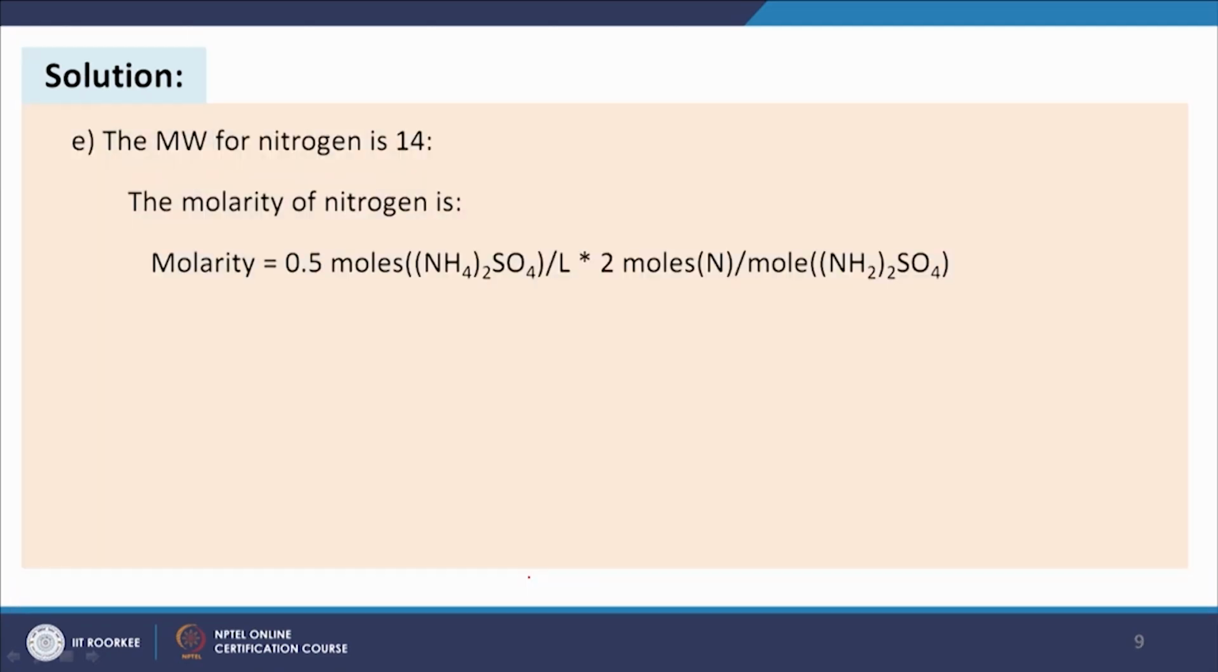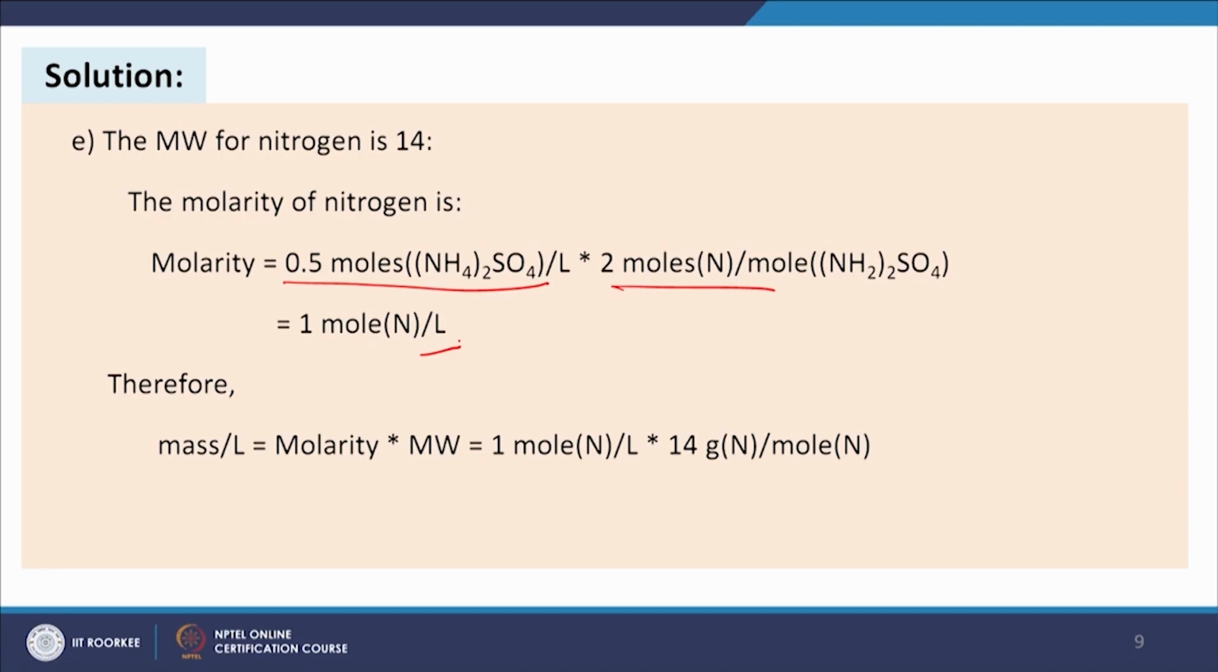For part E, the molecular weight of nitrogen we know is 14. So, molarity of nitrogen is equal to how much? So, we have 0.5 moles ammonium sulphate. So, 1 ammonium sulphate has 2 nitrogen. So, 2 moles nitrogen per mole of ammonium sulphate. So, we will be multiplying it with this. So, 1 mole nitrogen per liter.